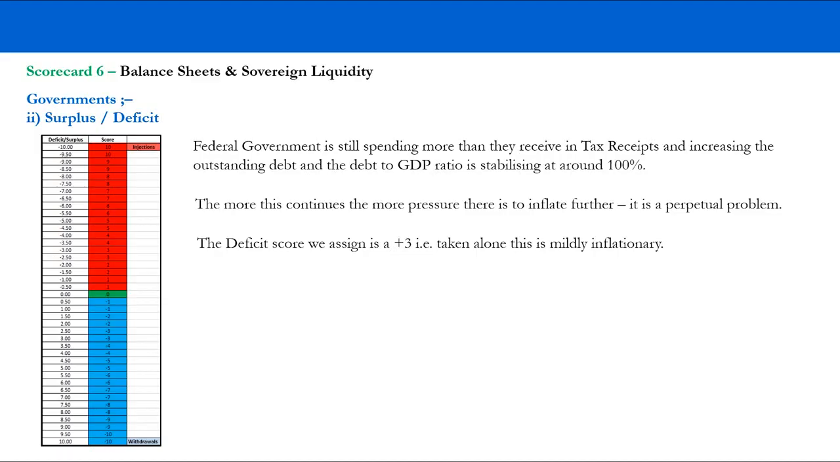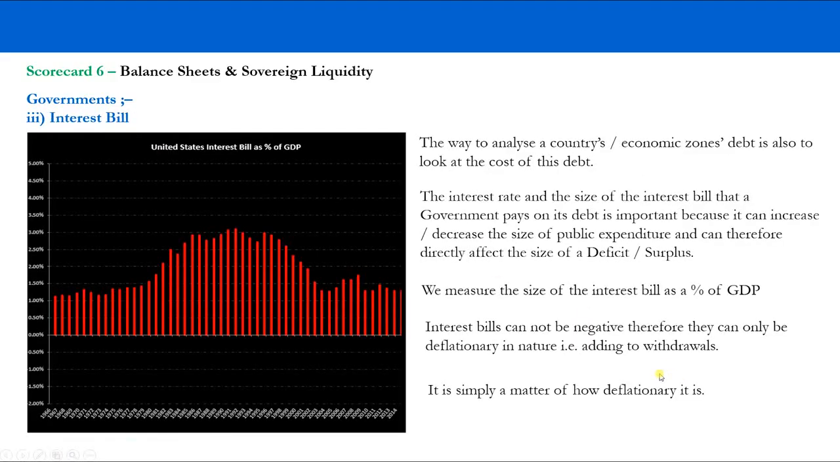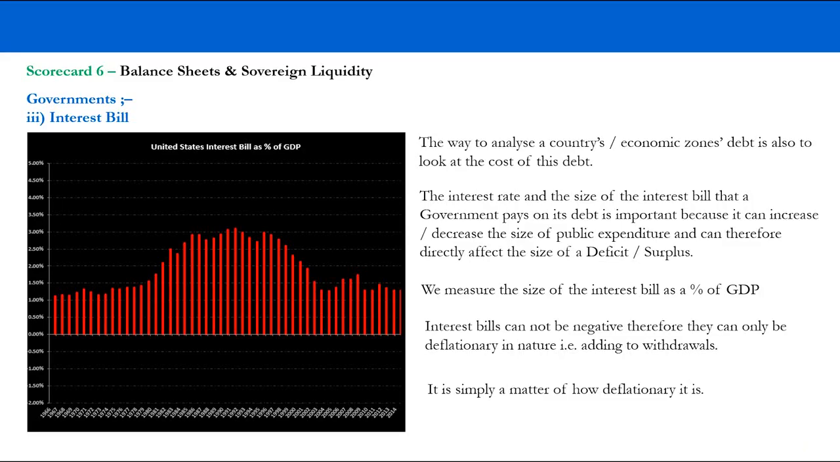So that's good to understand, because when we start building out our overall scorecard analysis, including all our drivers, we're going to be scoring in a very similar way on a big negative to big positive sliding scale. Now, what about the next driver? The next driver we're going to look at is the interest bill. So why do we look at the interest bill? Well, the way to analyze a country's or economic zone's debt is also to look at the cost of the debt. And the interest rate and the size of the interest bill that a government pays on its debt is important, because it can increase or decrease the size of public expenditure and can therefore directly affect the size of a deficit or surplus. So what we do is we measure the size of the interest bill as a percentage of GDP.